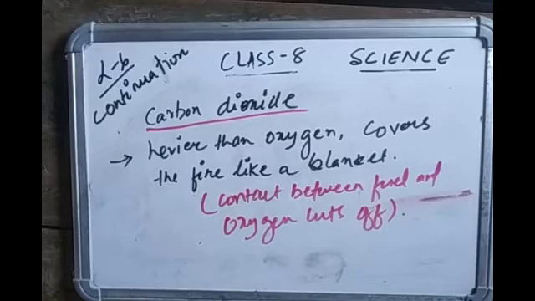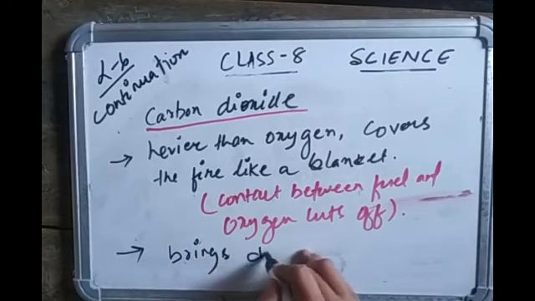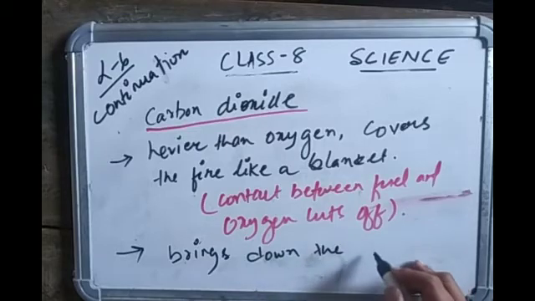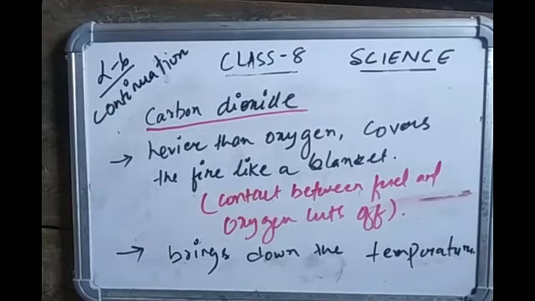Another point: it not only forms a blanket around the fire, it also brings down the temperature. It also brings down the temperature of the fuel. And the oxygen supply is cut off, as carbon dioxide covers the fire like a blanket, so the contact between oxygen and the fuel is cut off.